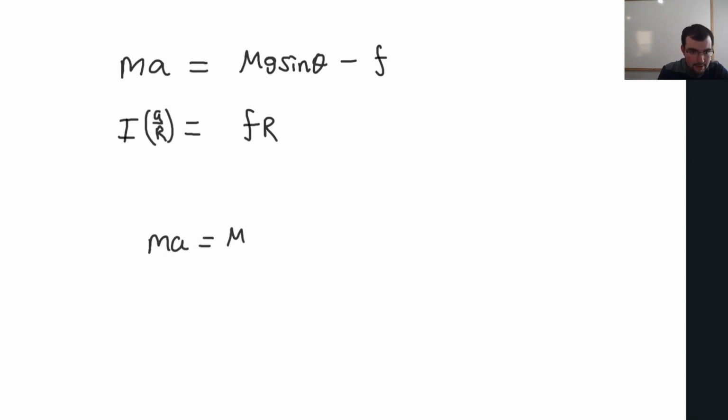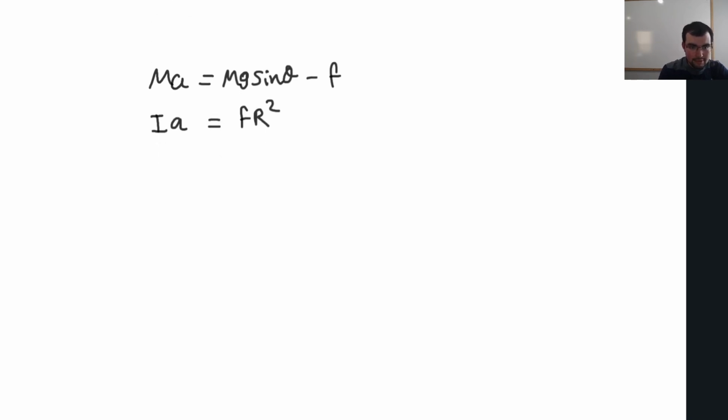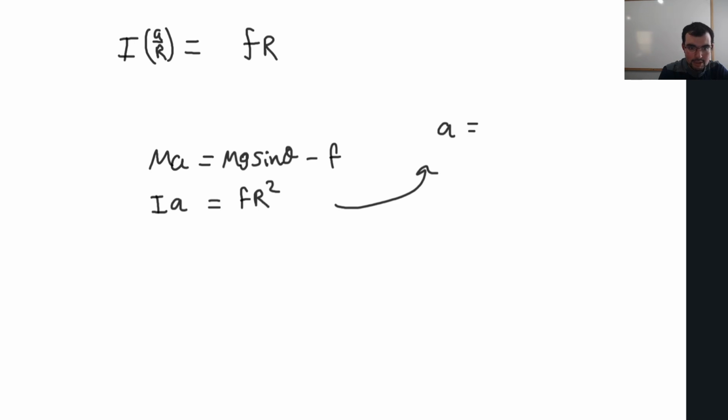So, summarizing, we have MA is mg sine theta minus friction. And we have IA would be equal to F times R squared, if I multiply both sides by the R in the denominator. So what that allows me to do now is, in the second equation, solve for A, because I don't know A or F. So A would be equal to FR squared over I.